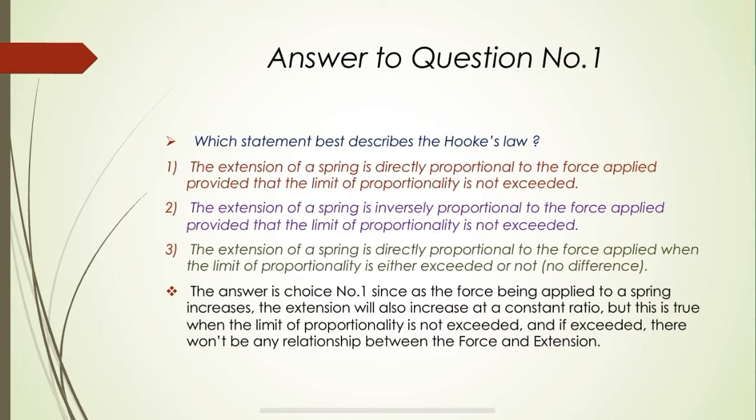And why? Since as the force being applied to a spring increases, the extension will also increase at a constant ratio. Don't forget this. But this is true when the limit of proportionality is not exceeded. And if exceeded, there won't be any relationship between the force and the extension. That means there is a difference when the limit of proportionality is either exceeded or not. Because if it is exceeded, there won't be any relationship between the force and the extension. It will be increased in different amounts and not in a constant ratio.